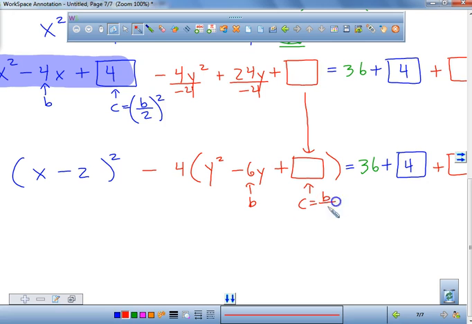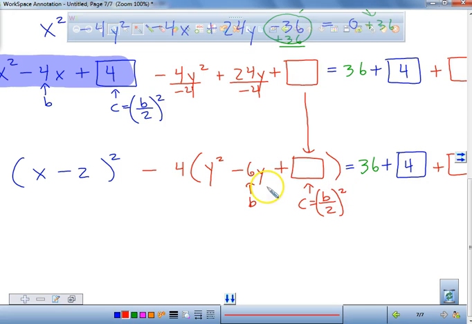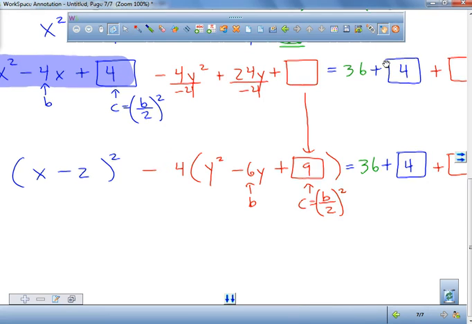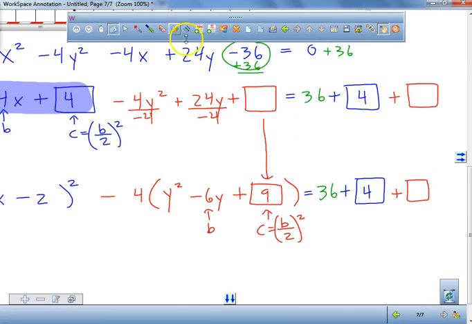So I'm still going to take half the b value, and I'm going to square it. You got it. That's a 9. Now this is where students will make a mistake. They'll get this part. They got half of -6, which is -3. -3 times -3 is positive 9. But here's what they'll forget. They'll forget that this 9 is actually being multiplied by a -4. So I'm not allowed to just put a 9 right here.